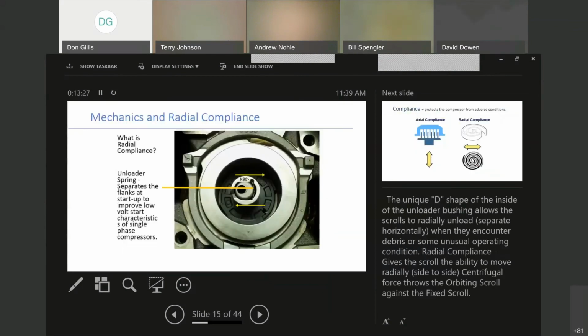All right, moving forward here, we're going to talk about mechanics and radial compliance now. What is the radial compliance? The radial compliance is a side-to-side motion, if you will.